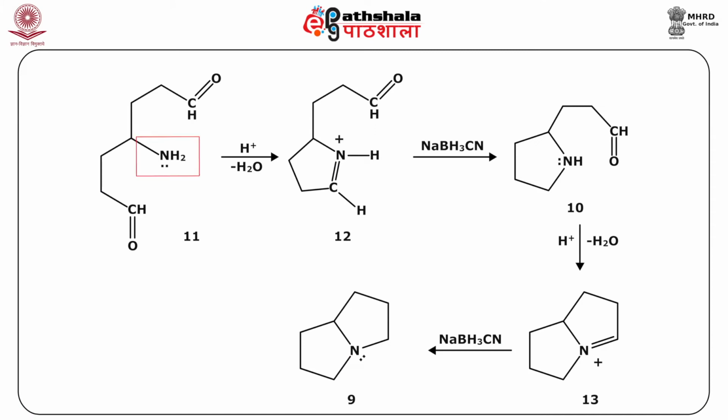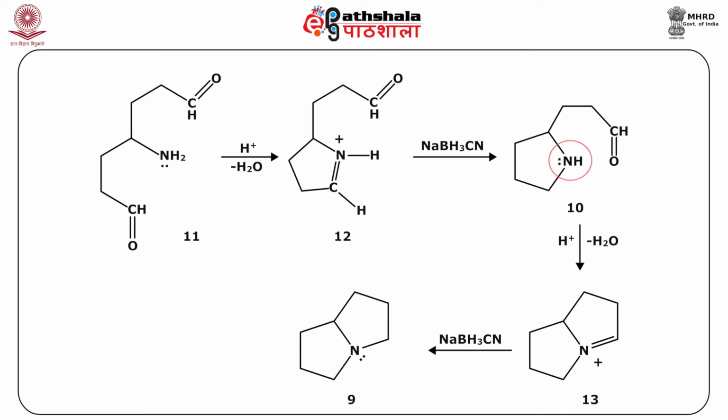In the step 1, the lone pair on amine group attacks the carbonyl carbon to form iminium salt as shown in the structure number 12. The iminium salt so formed is reduced with sodium cyanoborohydride to give secondary amine. This reduces the iminium ions selectively in presence of the carbonyl group.